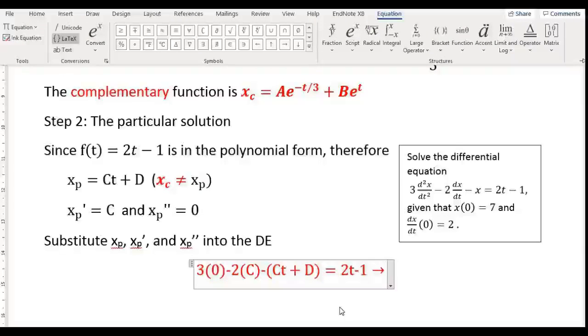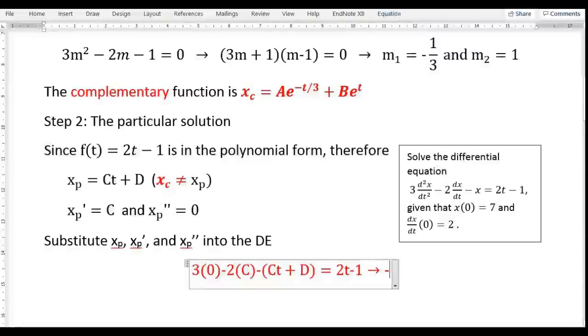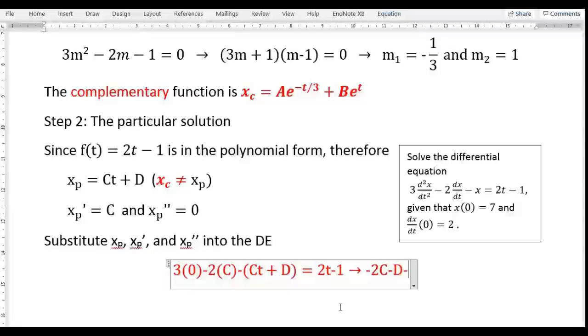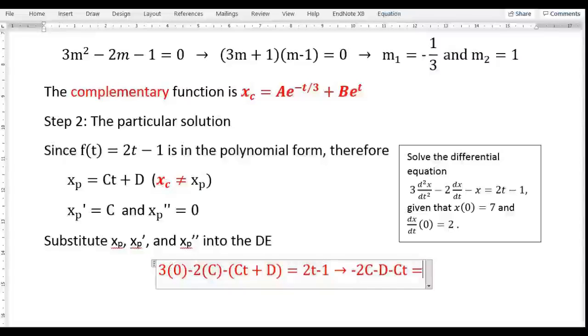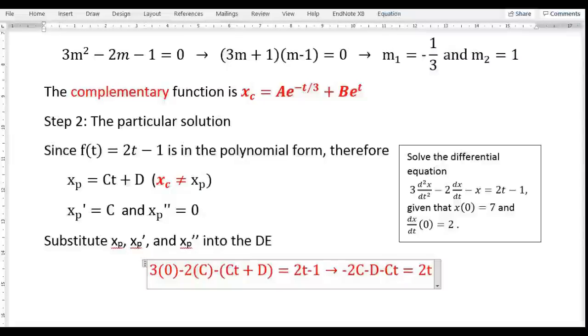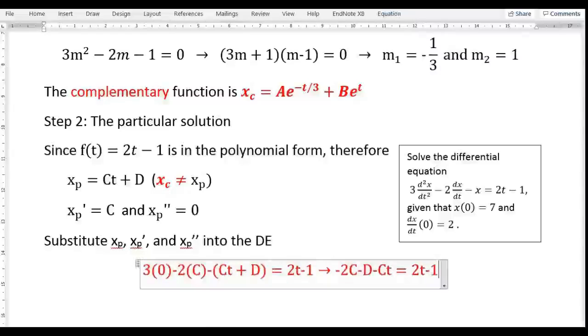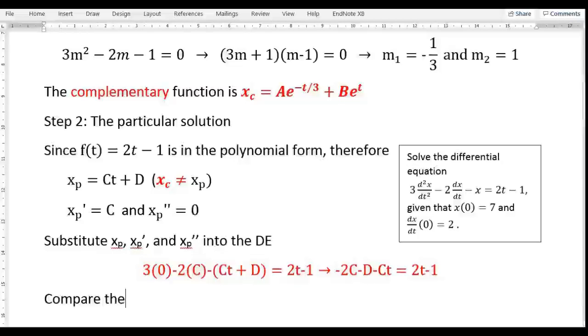So we have minus 2c minus d minus ct is equivalent to 2t minus 1. Then we will compare the coefficients.